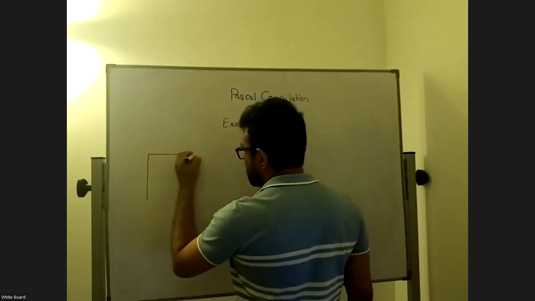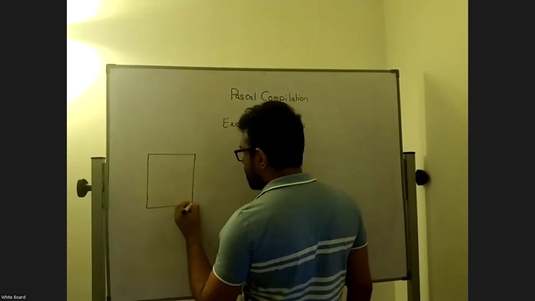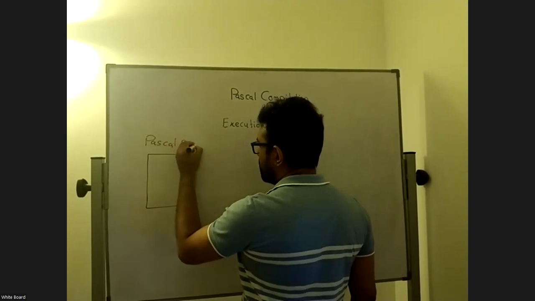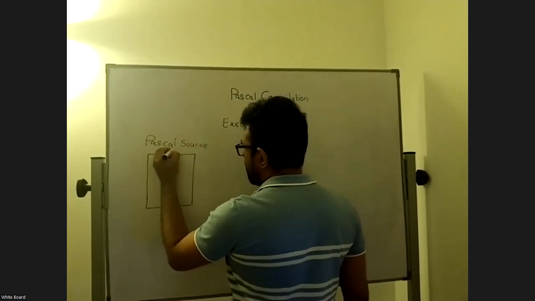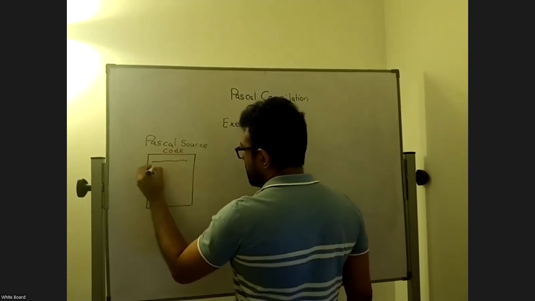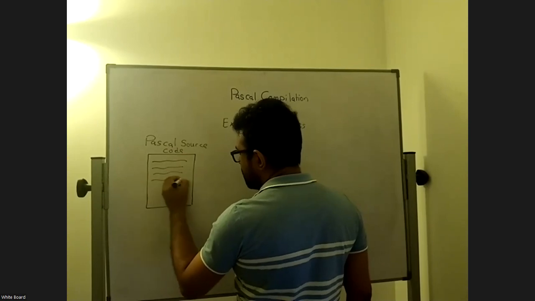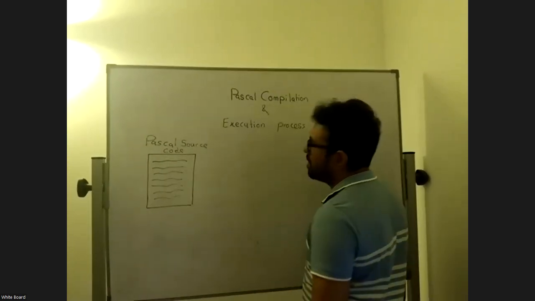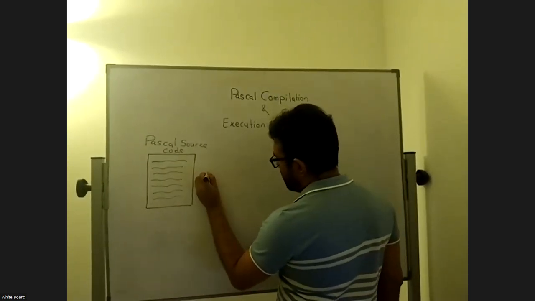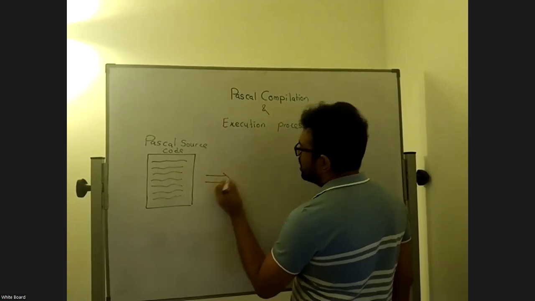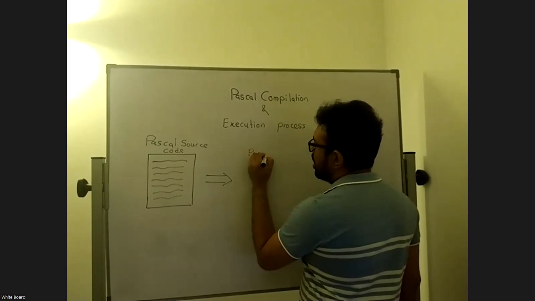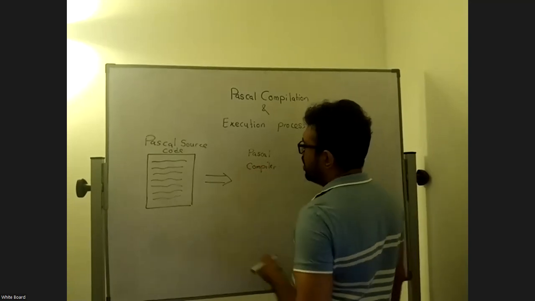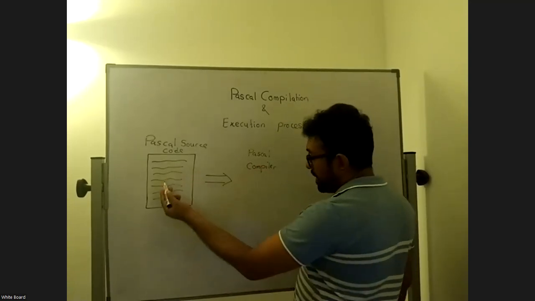You have to write the Pascal source code. Pascal source code. So using a design for pseudo code, referring to a pseudo code, we have to write the Pascal source code. In Pascal source code, you have to use the Pascal compiler. You have to use the Pascal compiler to compile this source code.